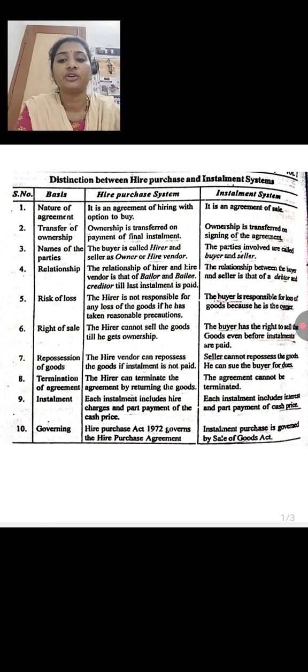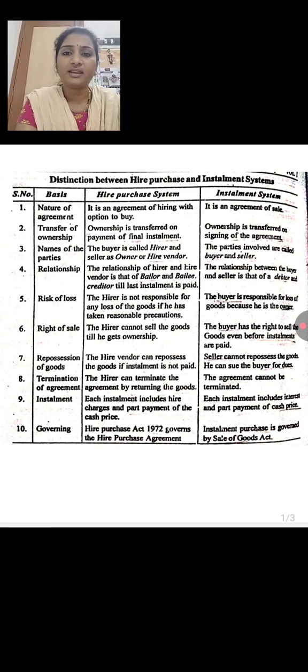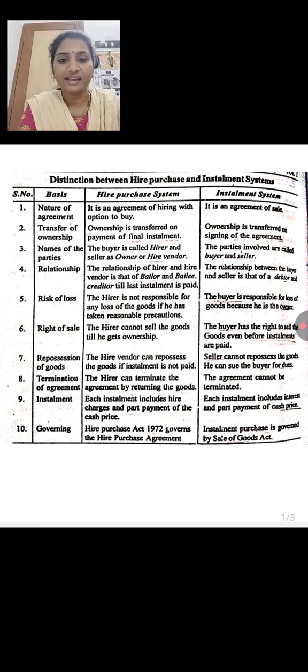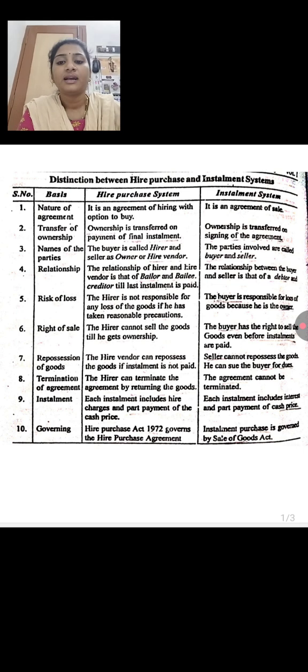Risk of repossession of goods. The hire vendor can repossess the goods if the installments are not paid. He has paid the first installment but until he pays the final installment, if there is anything risky with that product, he can immediately exchange the product. But here he can sell the product. In installment system, the buyer has the right to sell the goods even before the installments are paid.